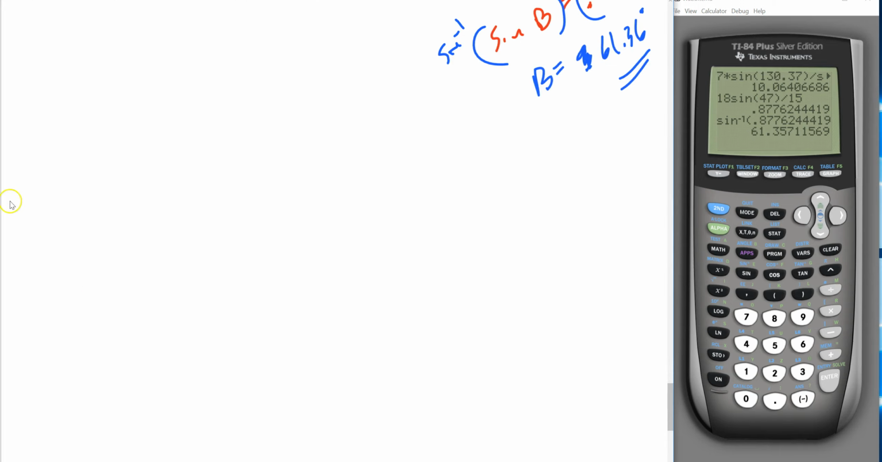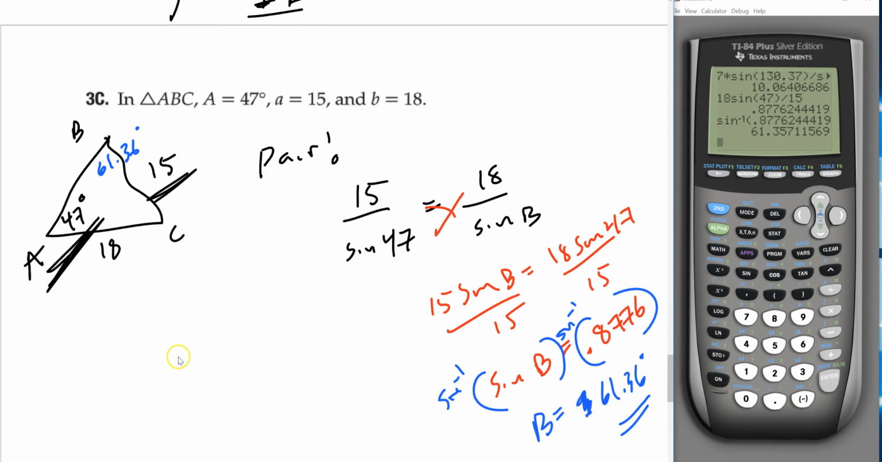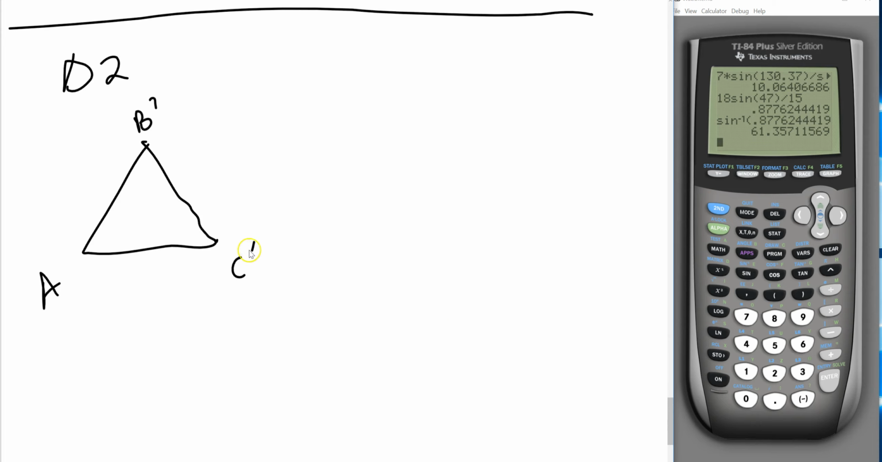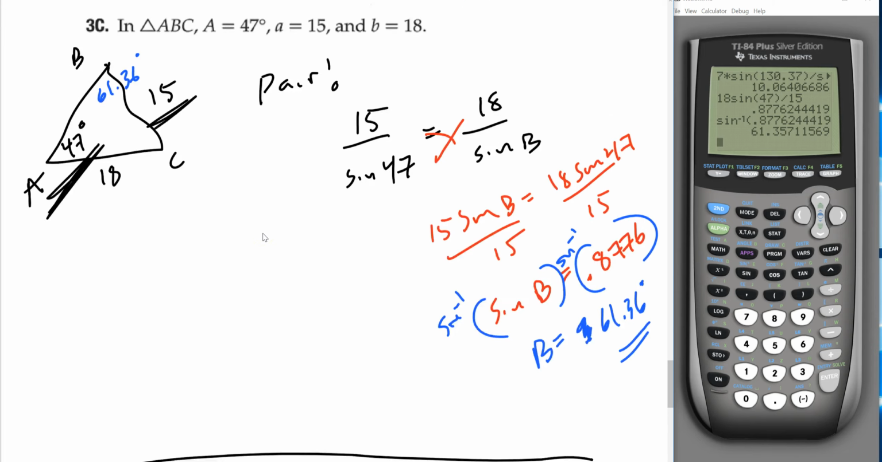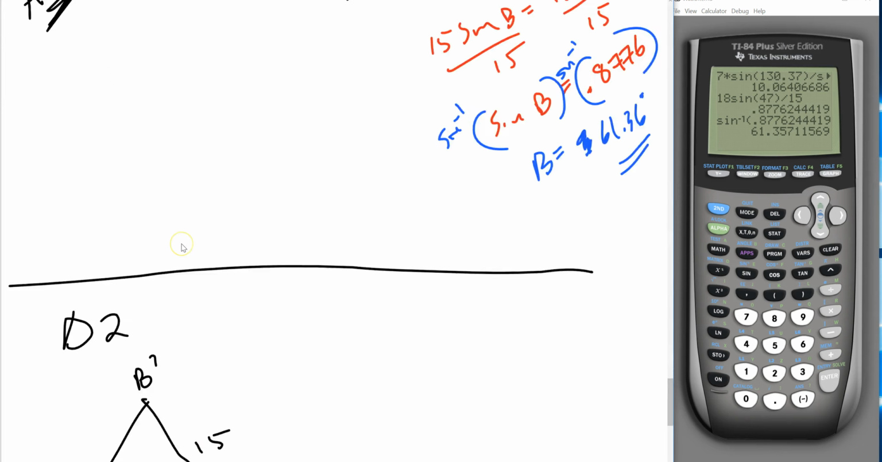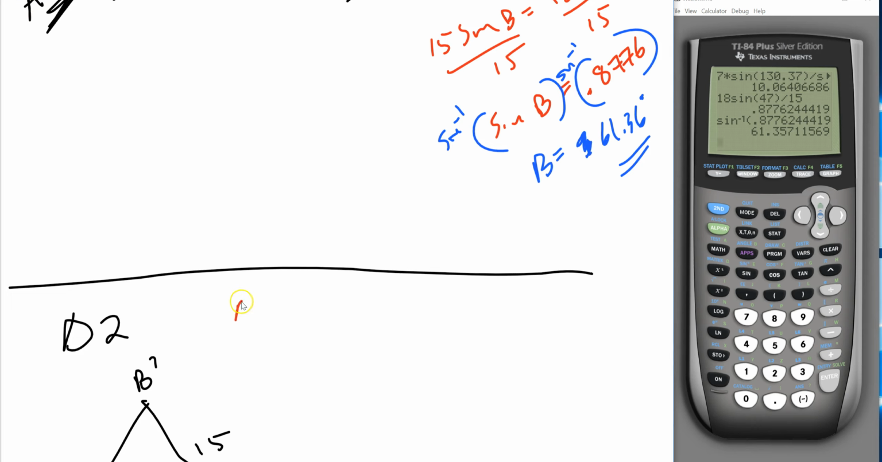So I'm going to go over here and let's make our triangle 2. Now remember, the way triangle 2 works is it has all the same givens as triangle 1. So 47, 15, 18. So A, they like to say B prime because it's triangle 2. C prime. Actually just C, not C prime. 47 degrees, 15, and 18. Now, we do have angle B. Right, angle B right there is 61.36.